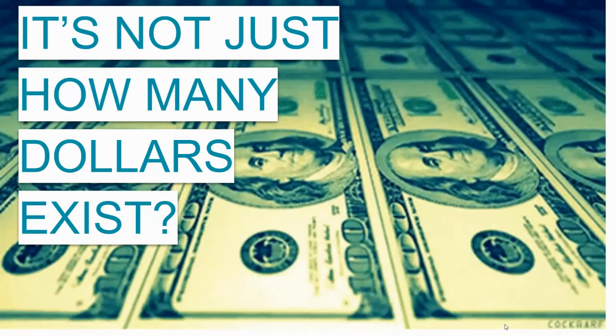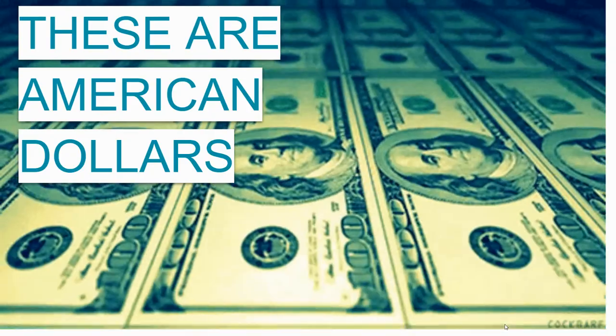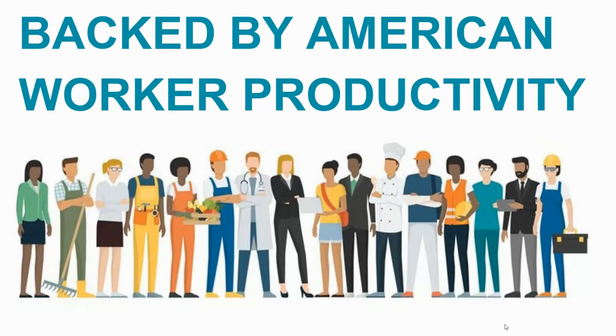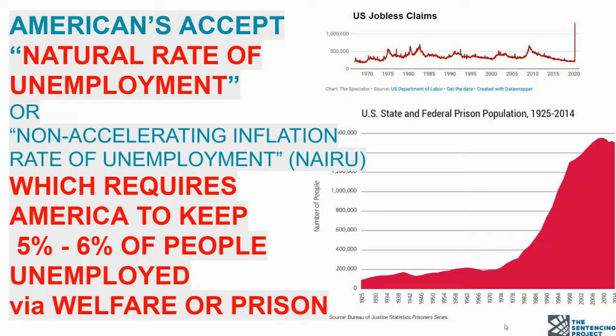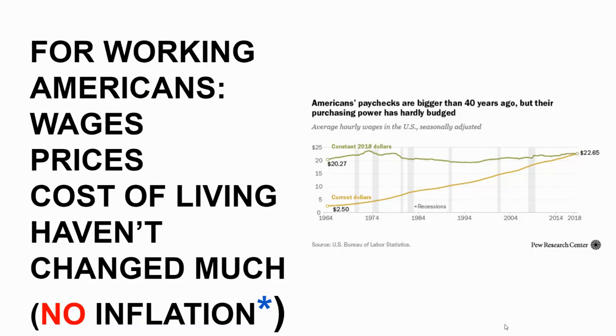Next up, not only does it depend how many dollars you print and where you spend your dollars, it also depends on the fact that these are American dollars, backed by American worker productivity. Worker sacrifices keep the American dollar stable and strong. We're highly efficient, don't strike, accept stagnant wages, work multiple jobs, accept high personal debt, lowering health outcomes, minimum job protections, and benefits. And Americans accept the idea of natural rate of unemployment, which requires us to keep 5 to 6% of our workforce unemployed via welfare or prisons. For working Americans, wages, prices, and cost of living haven't changed much. In other words, inflation has been happening for the last 40 years.